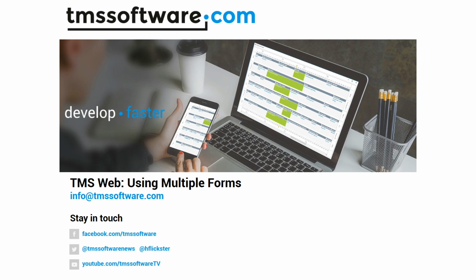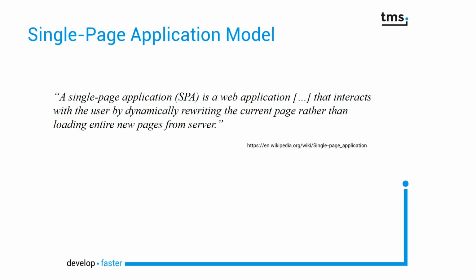TMS Web allows multiple forms development. In a previous video I said that TMS Web follows the single-page application model. Just as a reminder, a single-page application, SPA, is a web application that interacts with the user by dynamically rewriting the current page rather than loading entire new pages from a server. That means you do not specify a URL in order to navigate to a different page. You have to use the framework in order to load the content into the existing page.